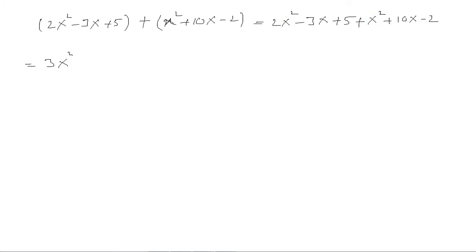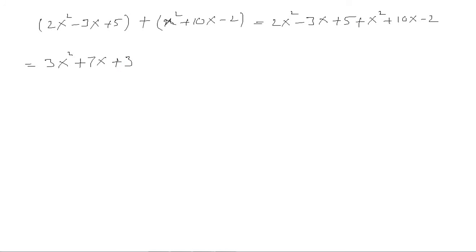Then the next highest power is just a power of 1. I have negative 3x here, I have 10x here. I add up the coefficients, negative 3 and 10, that gives me 7. So plus 7x. And finally I have the numbers 5 and negative 2. These are also like terms. I add them up. Negative 2 and 5 gives me plus 3. So that's how you add up two polynomials.